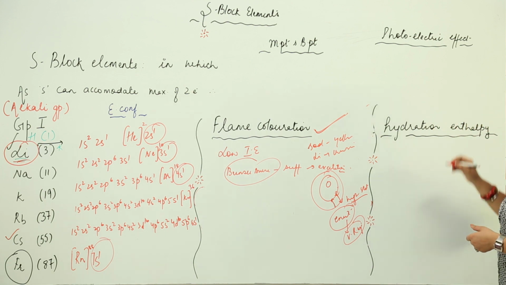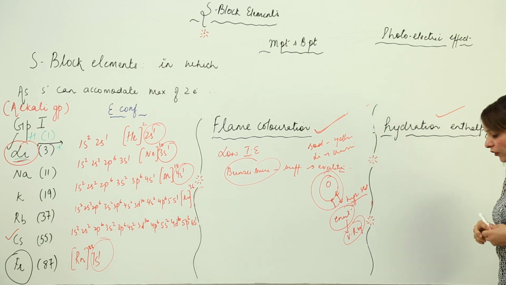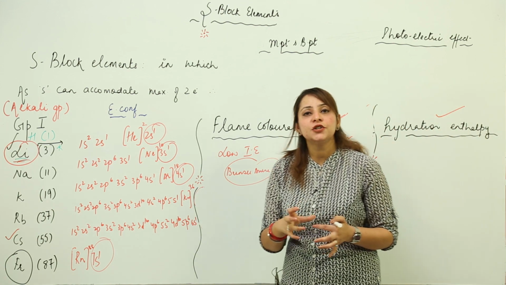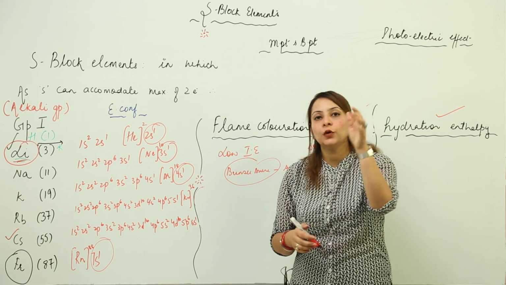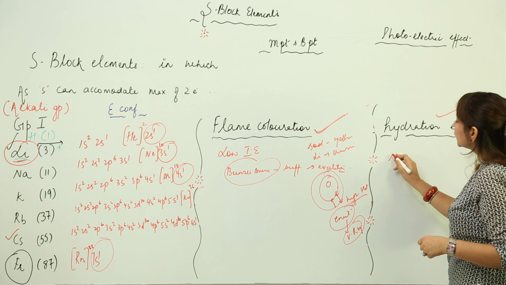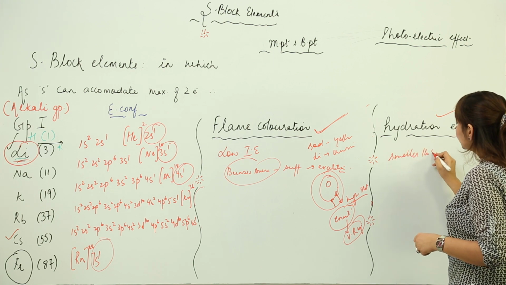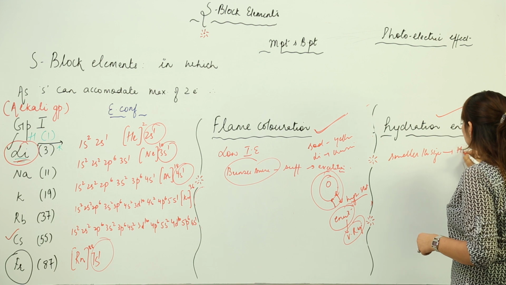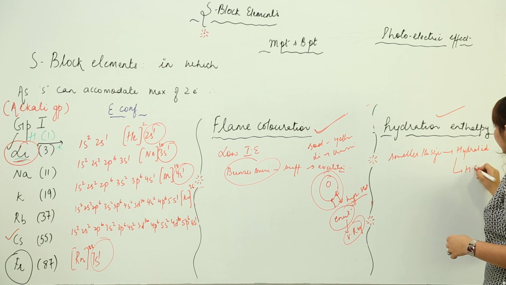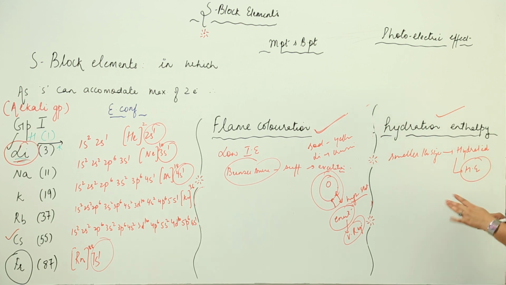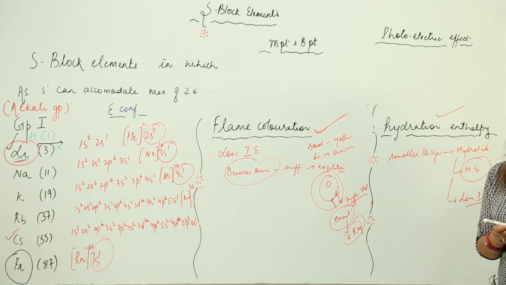Now coming on to the next property, that is the hydration enthalpy. What is hydration enthalpy? It is the energy released when a metal is added into water. So you know on what factor this hydration enthalpy depends. The smaller the size, the more it is going to be hydrated, that means more bonding with the water molecules, and more will be the hydration energy. And after hydration, it will be bound tightly to the water molecules, so there will be less ionic mobility.